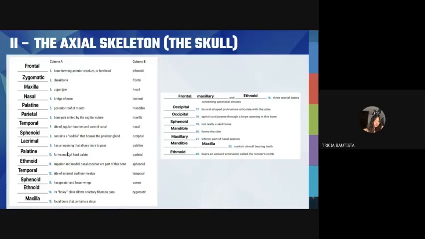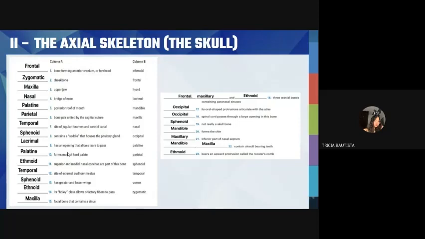We're gonna discuss the actual skeleton. First is the bone forming the anterior cranium or forehead. Our answer for the keyword is frontal. Second, the cheekbone. It is zygomatic. Third, upper jaw. The keyword is maxilla. Fourth, bridge of the nose. The keyword is nasal. Fifth, posterior roof of the mouth. Our keyword is palatine. Sixth, bone pair united by the sagittal suture.